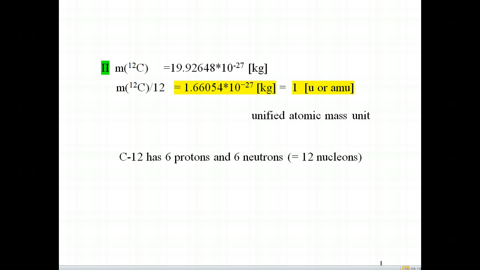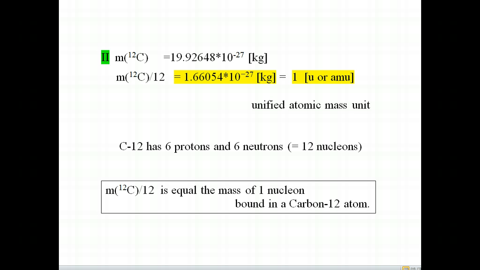You know that C12 has 6 protons and 6 neutrons, so it has 12 nucleons. Therefore, mC12 divided by 12 is equal to the mass of one nucleon that is bound in a carbon-12 atom. This is an average mass for all the nucleons, but you always have to say bound in a carbon-12 atom.